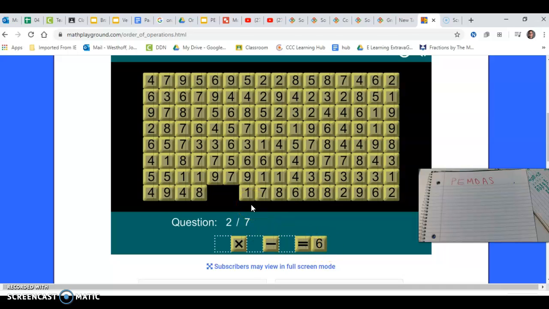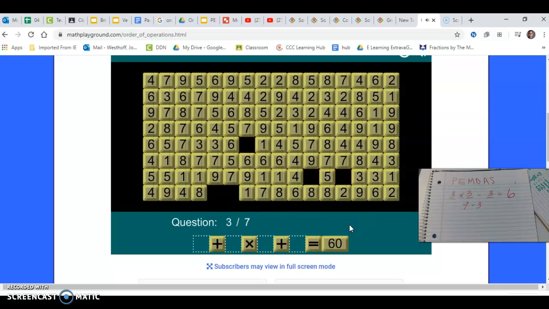So, alright, I'm going to do this one on my paper. Something times something minus something equals 6. So in the end I want 6. So I don't want to start with maybe a small number, a big number. I could do 3 times 3. I know that's 9. 9 minus 3 is 6. So I could actually use all 3's if they're still there. 3 times 3 is 9, minus 3 equals 6. I am correct.